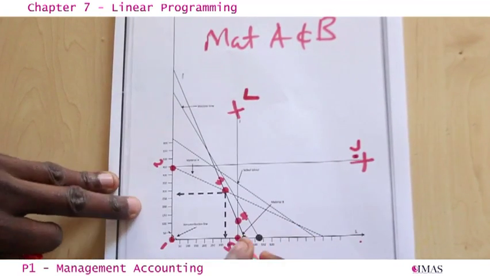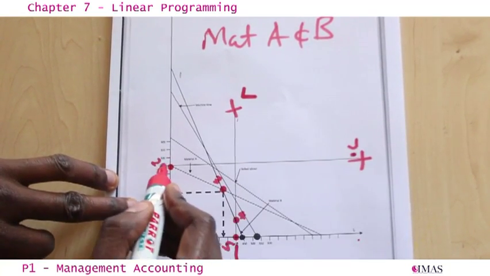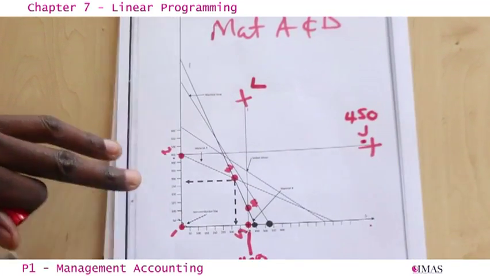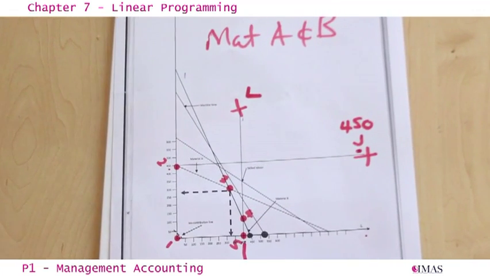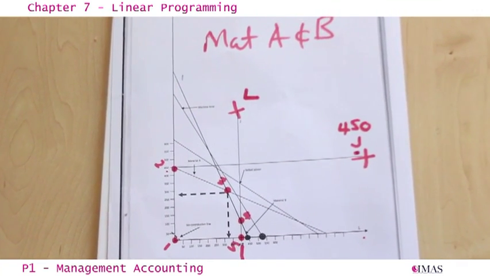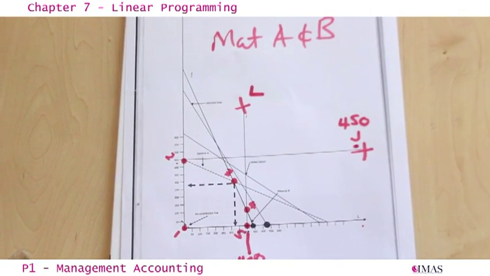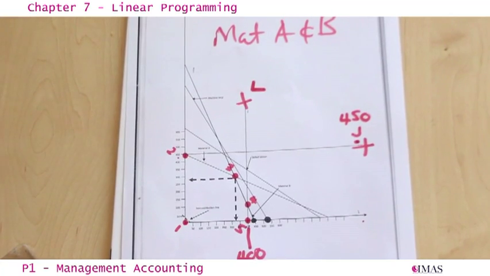So for L here, the maximum demand is 400. Then for J, the maximum demand is 450. So remember I said we have resource constraints as well as demand constraints. In this question we had our resource constraints, which were machine time, skilled labor, material B and material A. Those are the lines that have different gradients.